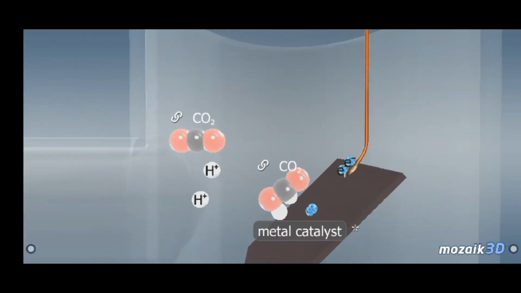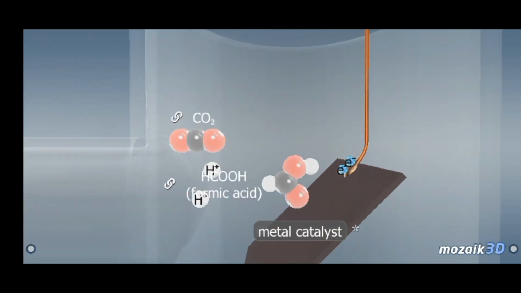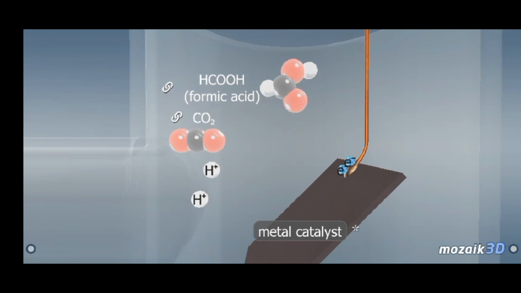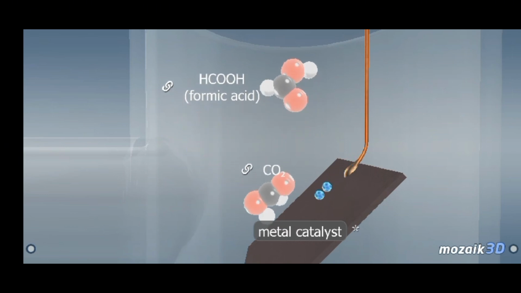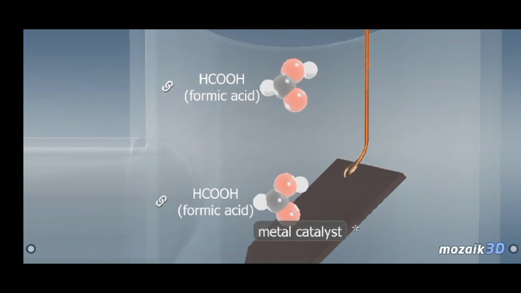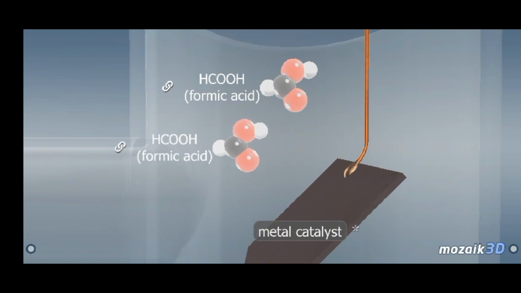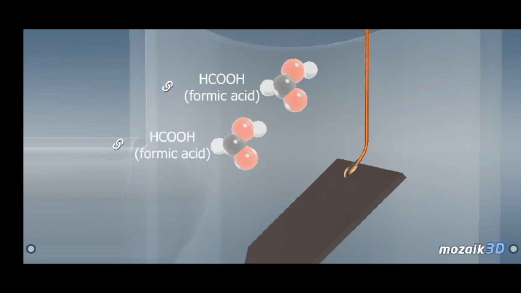Here, a metal catalyst is used to produce formic acid from carbon dioxide and water. This system makes it possible to use the energy of sunlight, and it may also be helpful in reducing the carbon dioxide content of the atmosphere, which would help to reduce the greenhouse effect, and thus global warming.